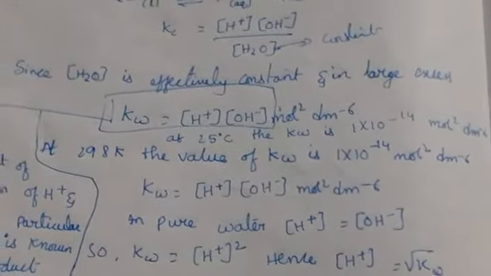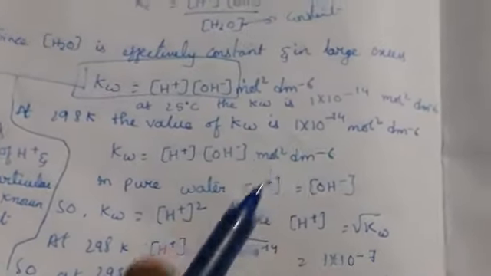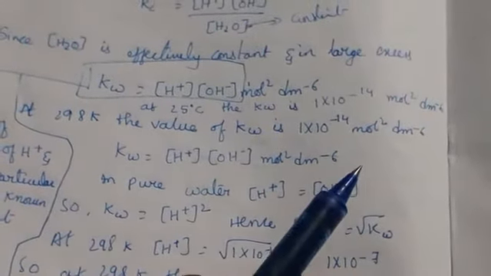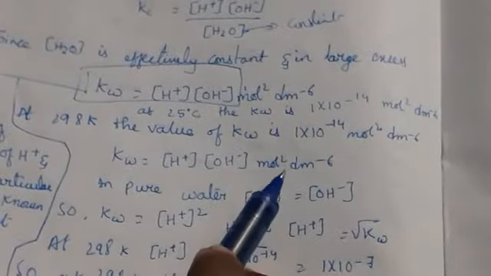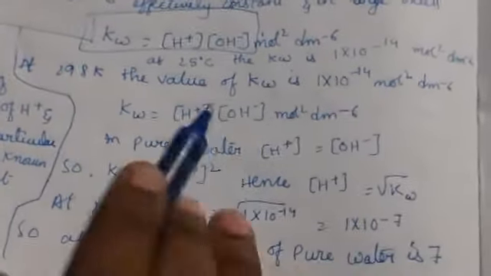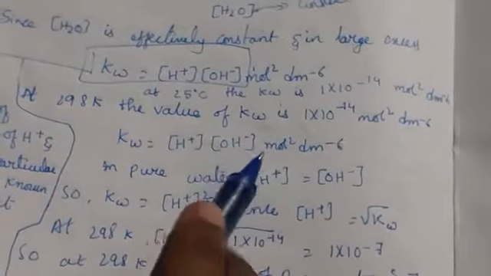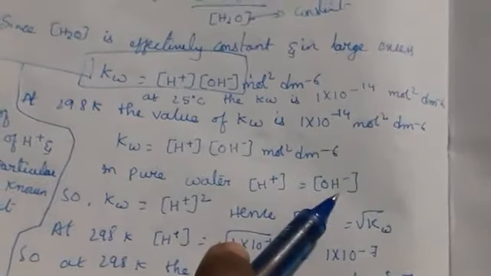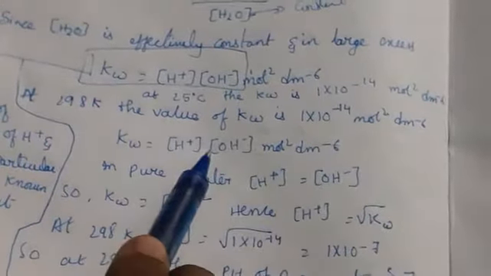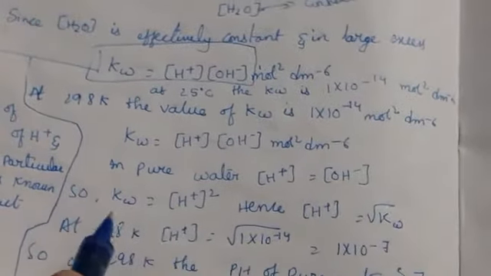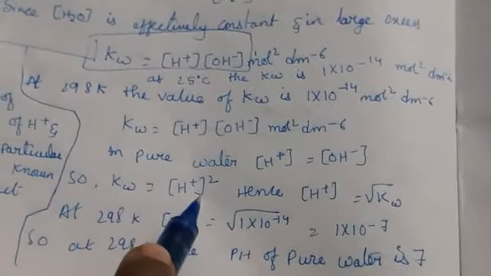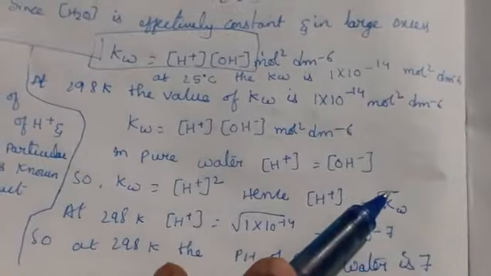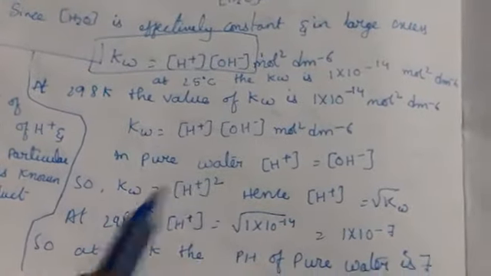According to the definition, Kw is equal to the concentration of H plus times the concentration of OH minus. In pure water, the concentration of H plus is equal to the concentration of OH minus. That is, in pure water the hydrogen ions are always equal to the hydroxyl ions. So in place of OH minus I can take H plus, and I get Kw equals the concentration of H plus squared. The square goes to the other side, so we get a square root. I am doing this at 298 Kelvin.